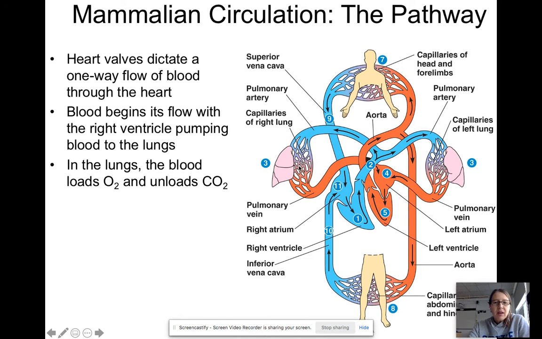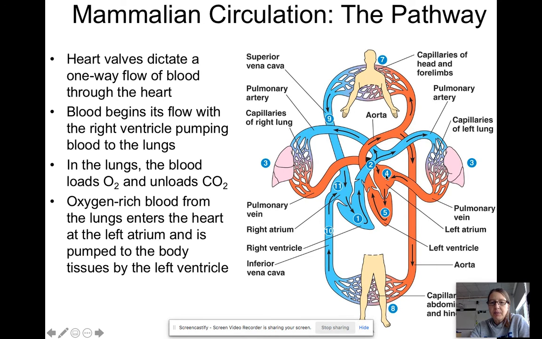And in the lungs, once that gets pumped into the lungs, it's going to pick up oxygen and unload CO2. And so then you'll see it looks really bright red. It's not technically blue when it doesn't have oxygen, but it's a darker shade. It gets really bright once it picks up all that oxygen. And then after it unloads the CO2 and picks up oxygen, it's going to return back to the heart.